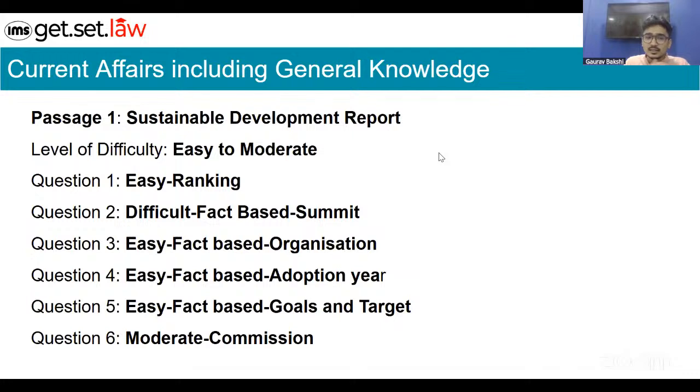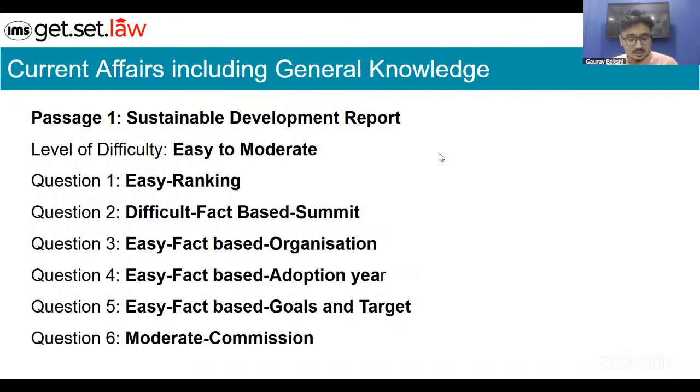And it is a fairly easy question. When we read this topic, Sustainable Development Goals and reports, you should go in this direction as well: which organization releases the report, which organization controls the Sustainable Development Indexes, etc. Now, 28th, a static part of this passage.